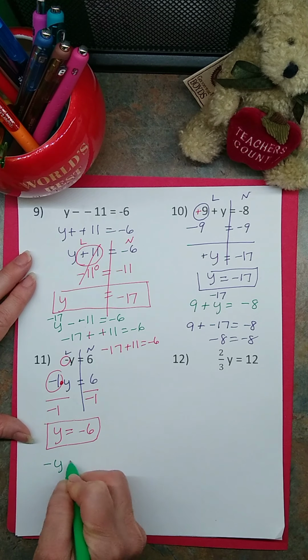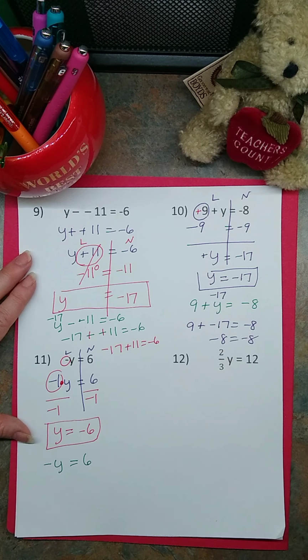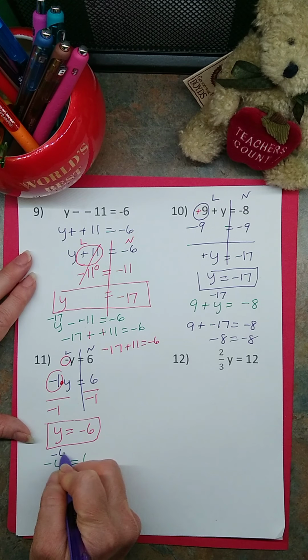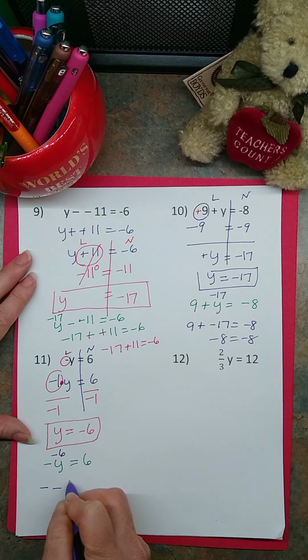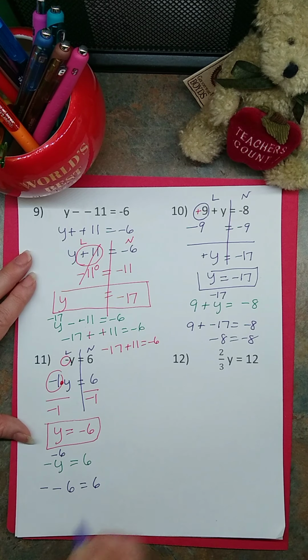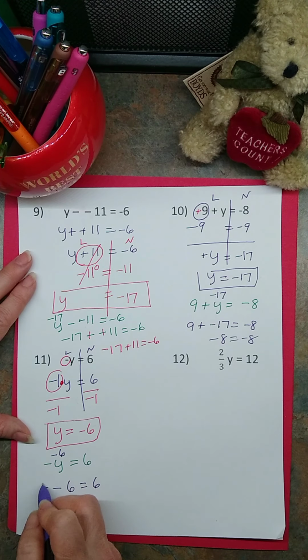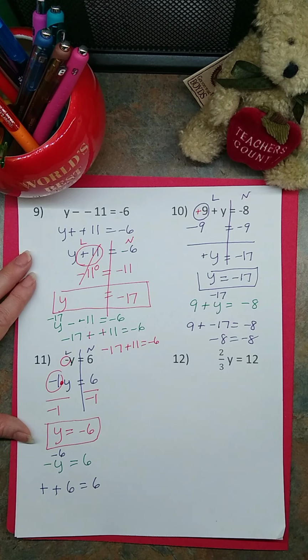And you want to check ones like this. When you check it, you write the original problem exactly as you saw it. Now, in the spot marked y, put the value that you found. You get negative 6 is 6. Is that true? Yes, it is, because that turns to a plus. All right. Now, don't freak out on number 12 because there's a fraction.